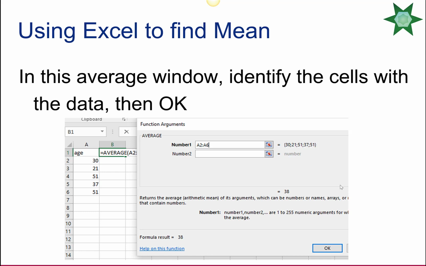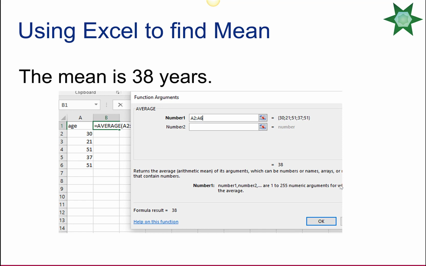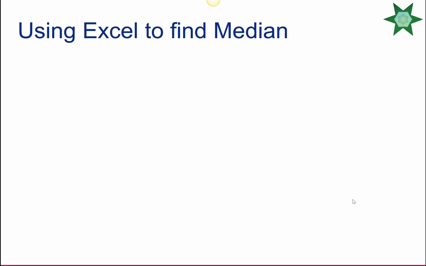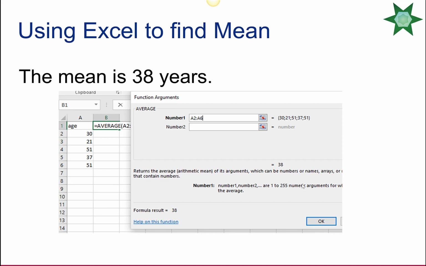And I'm going to highlight cells A2 to A6, and then hit OK, and then it will show me the mean. Sorry, I didn't show the mean coming up there. It actually is shown right here, 38. Once I hit OK, it will put that into that cell that I had the equal sign in.